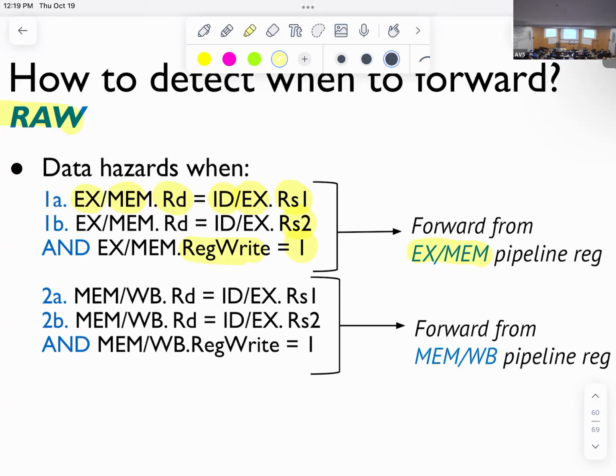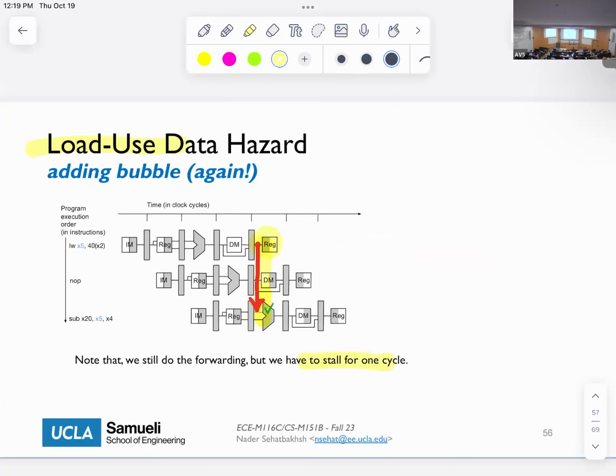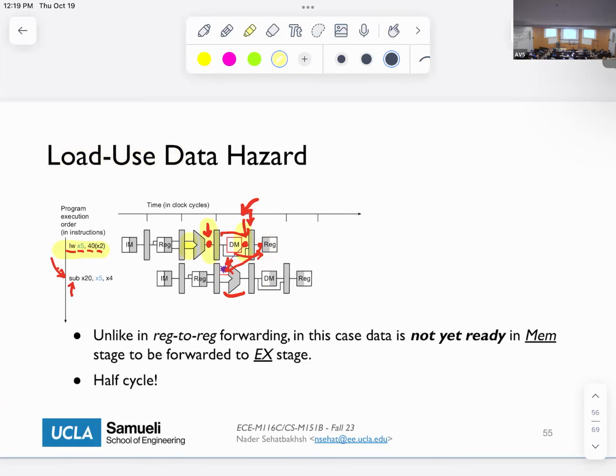And similarly, if I see that my MEM write back RD is equal to RS1 or RS2, either of these two, and again, if this is an R-type or an I-type instruction, then I need to forward from the memory write back stage back into the ALU. So basically, this is similar to what I'm showing here.